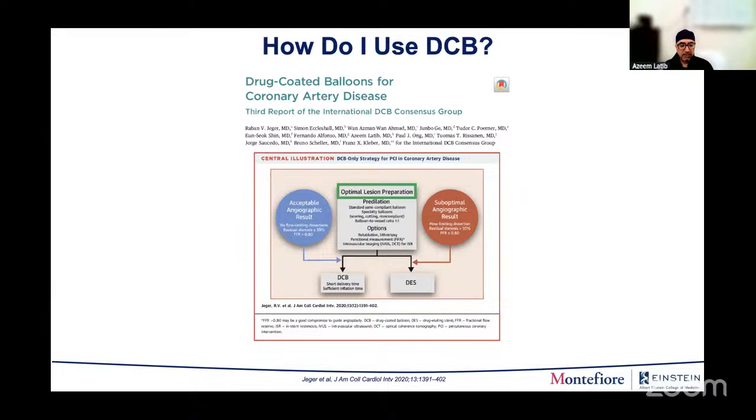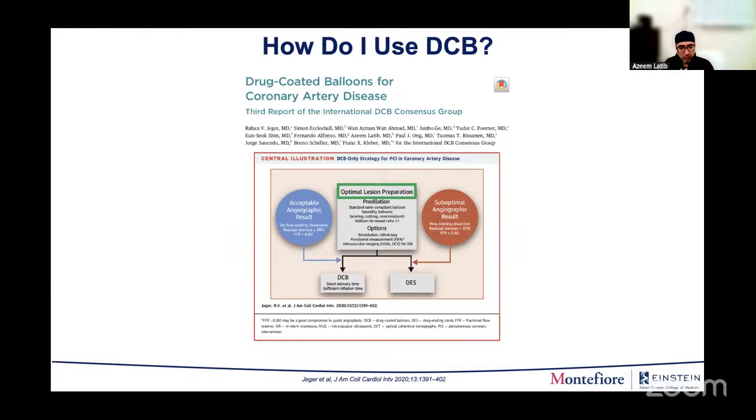There's a DCB ARC document coming out in the next week or two that will have some updated data on how we evaluate DCB. But basically, when I think about doing a DCB case, I look at the case, I see the angiogram, I go, this would be a great case for DCB. I don't automatically open the drug-coated balloon. I first go through the steps of doing good lesion preparation. So what does that mean, good lesion preparation?